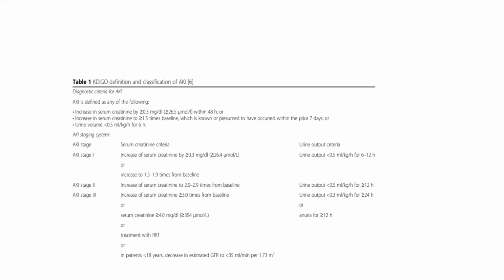AKI stage 3 is defined as an increase in serum creatinine to more than or equal to 3 times from baseline, or serum creatinine more than or equal to 4 mg per dL, or treatment with RRT, or in patients less than 18 years a decrease in estimated GFR to less than 35 ml per minute. And the urine criterion is urine output less than 0.3 ml per kg per hour for more than or equal to 24 hours, or anuria for more than or equal to 12 hours.